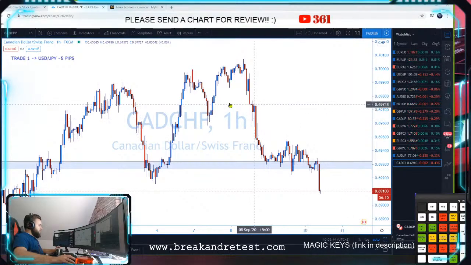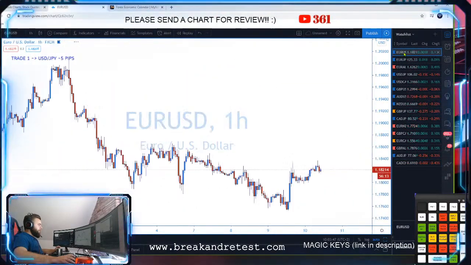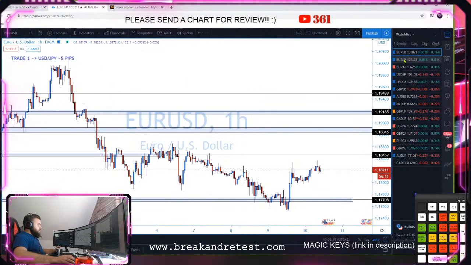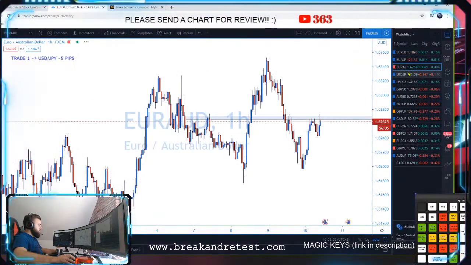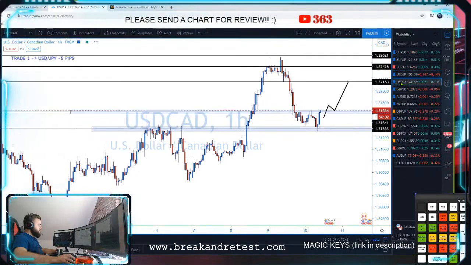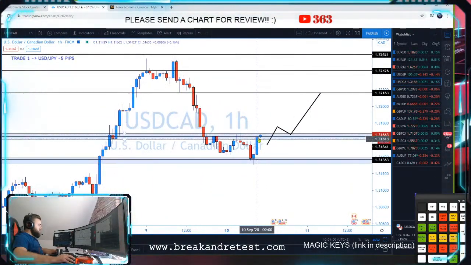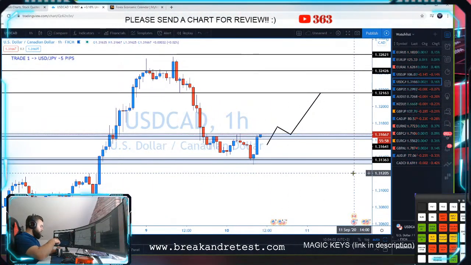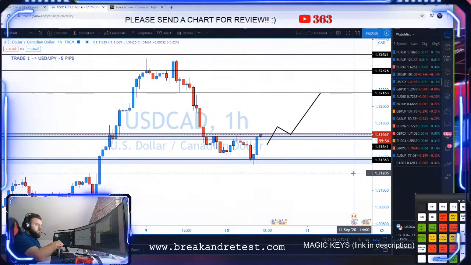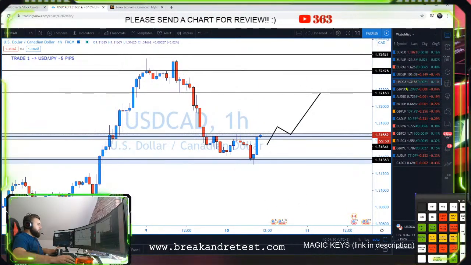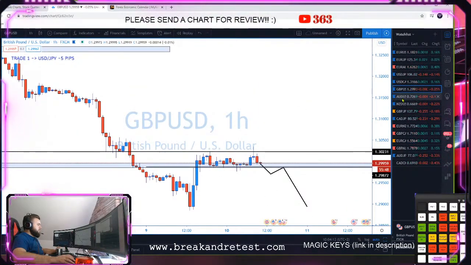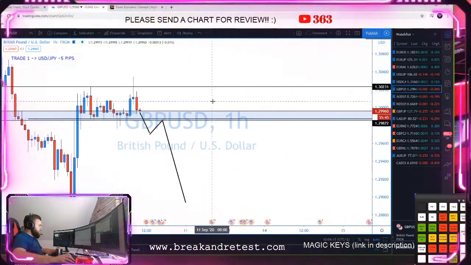Okay, let's see what we have. This hourly close didn't bring too much to us. USD CAD didn't break above, unfortunately. Fortunately, it didn't. It just closed below. That's one thing that I hate to see.